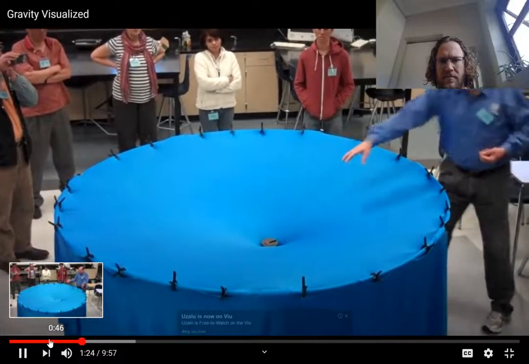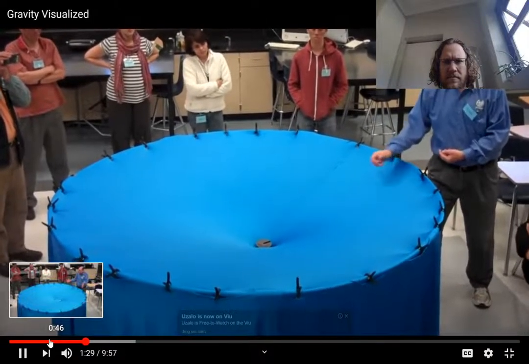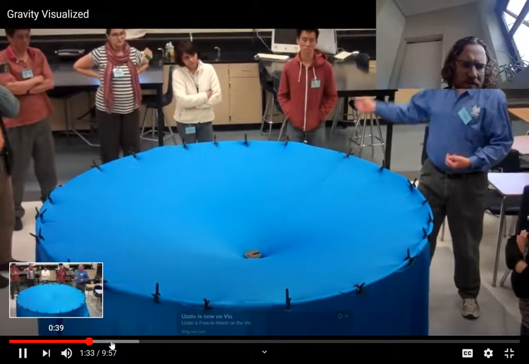Now, in reality, that big mass would feel the warping of space-time by the marble too, right? It would move a little bit, but we usually ignore that. You know, the Earth makes the sun move.